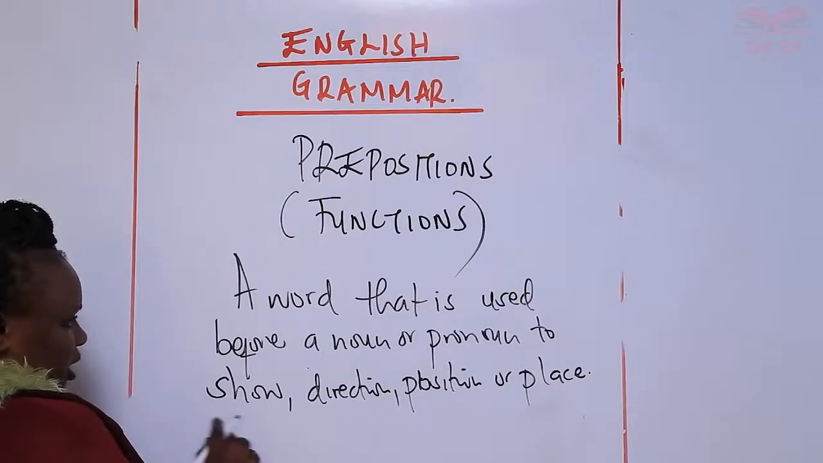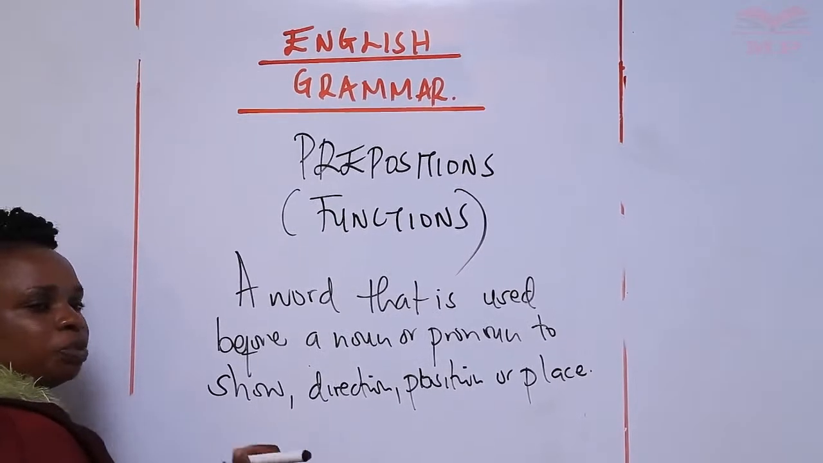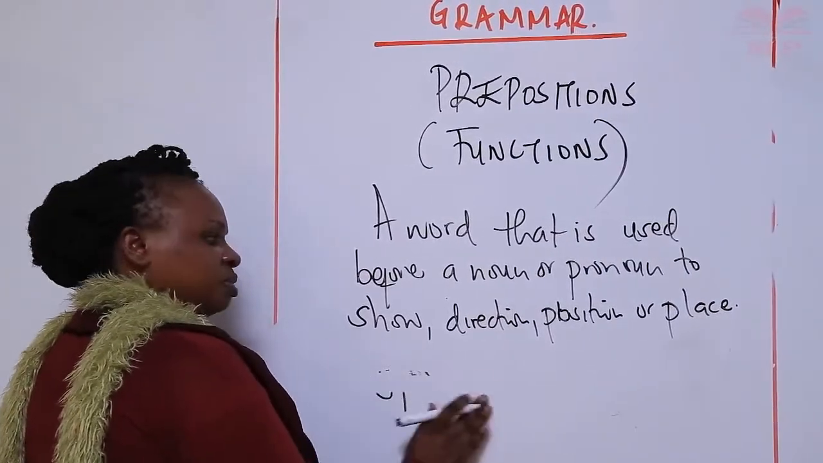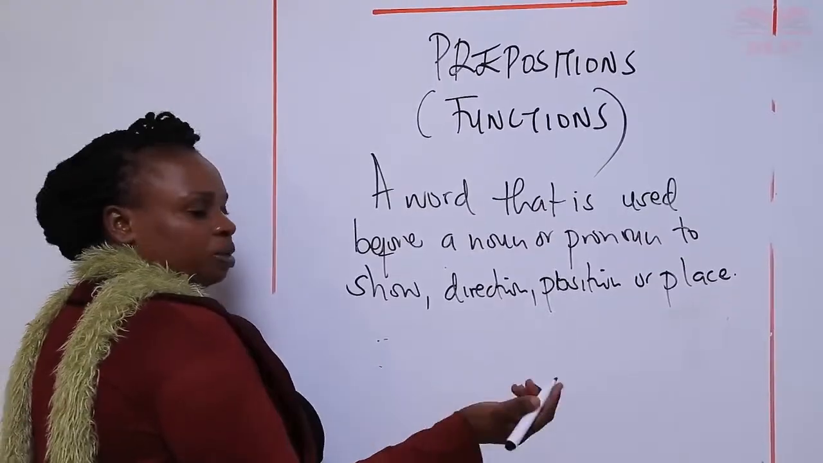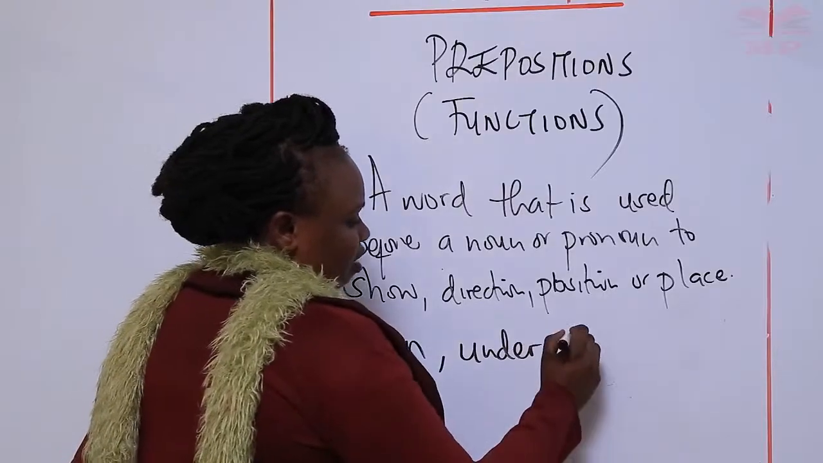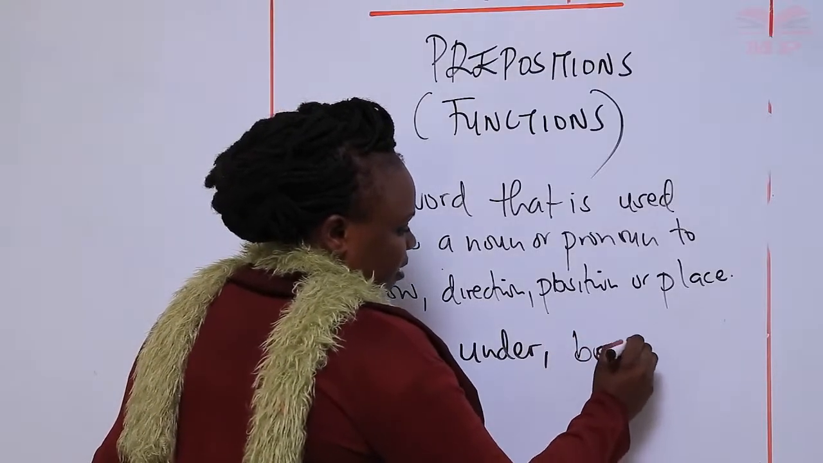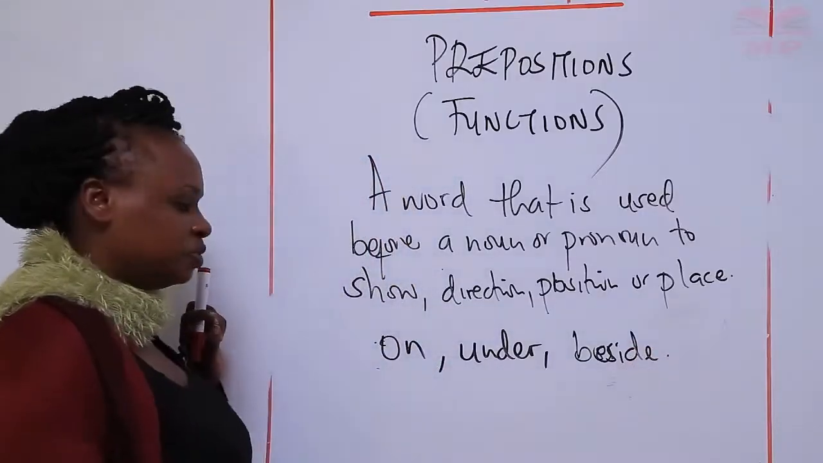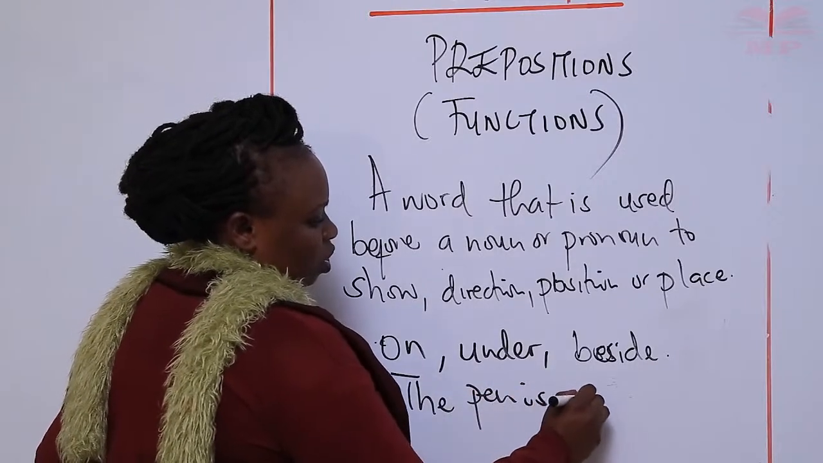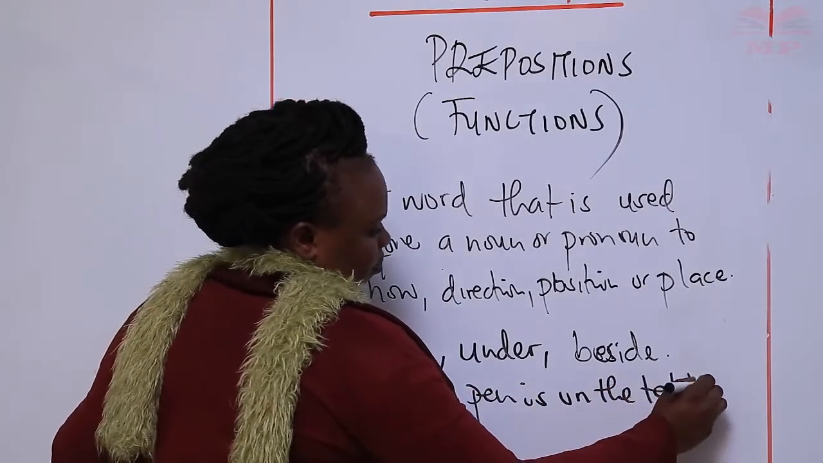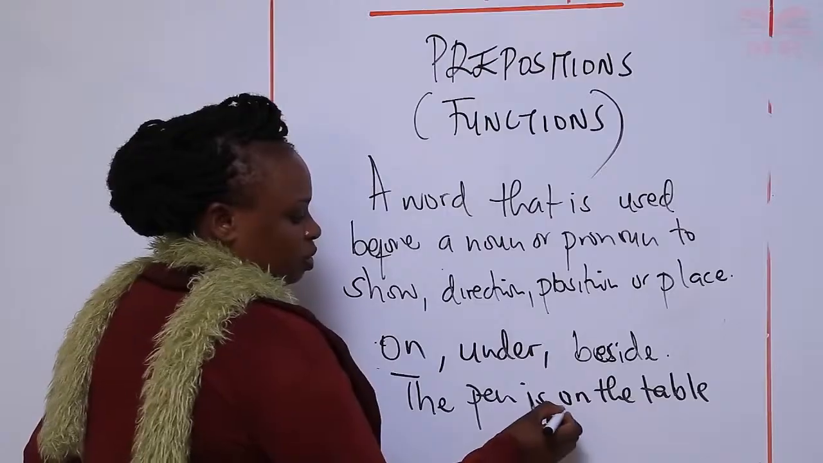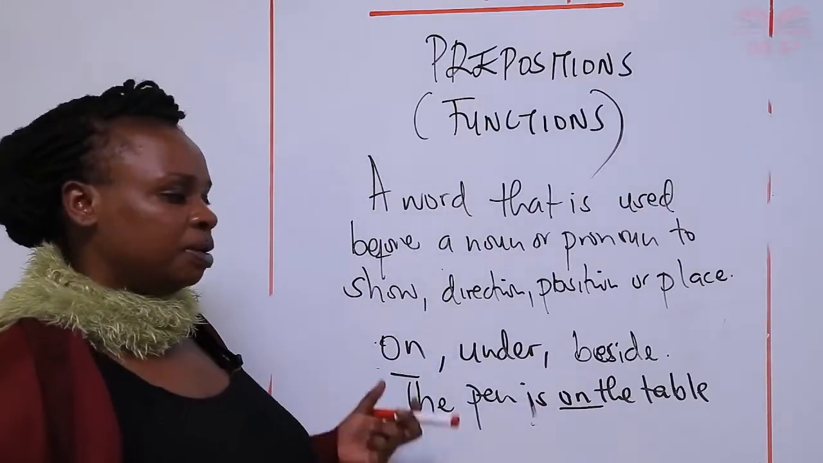All right. We have different types of prepositions. Before we go to types, let me just give you a simple preposition. We have on, we have under, we have beside. Okay, these are things we all know. Like the pen is on the table. So on has been used to tell us the position the pen is in.